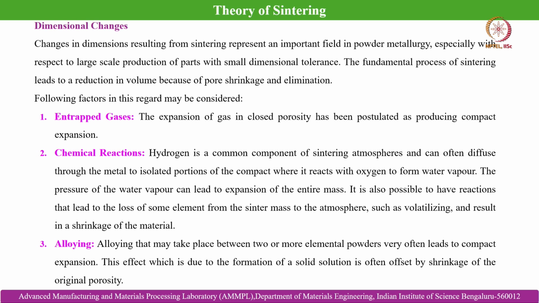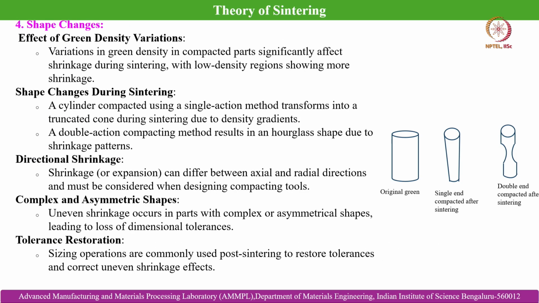Alloying that may take place between two or more elemental powders very often leads to compact expansion. This effect, which is due to the formation of a solid solution, is often offset by shrinkage of the original porosity. Okay, so the shape changes: effect of green density variations. Variations in green density in complicated compacted parts significantly affect shrinkage during sintering.